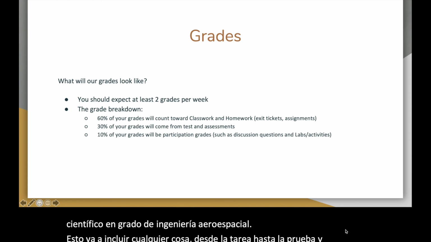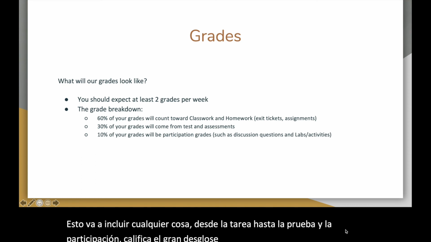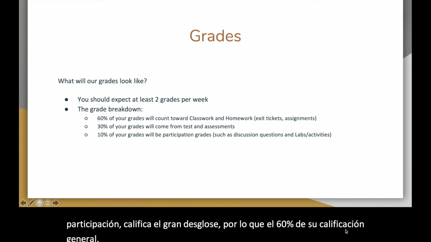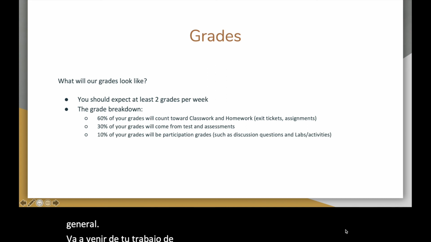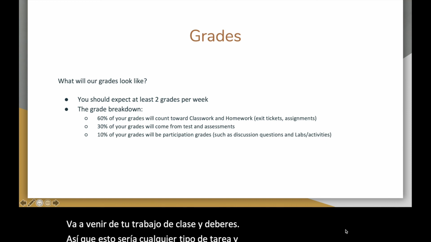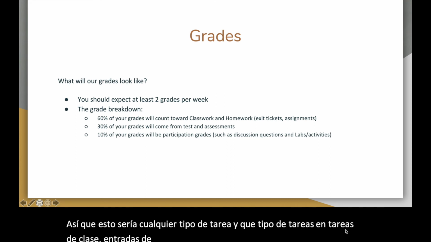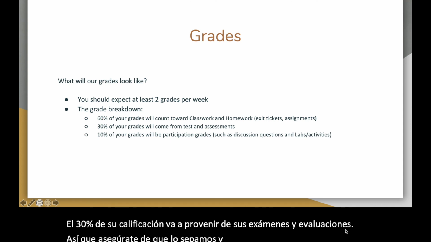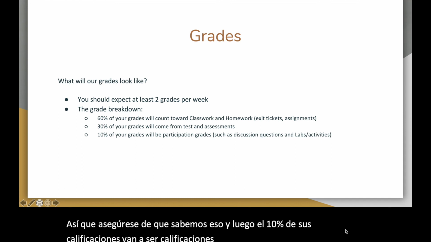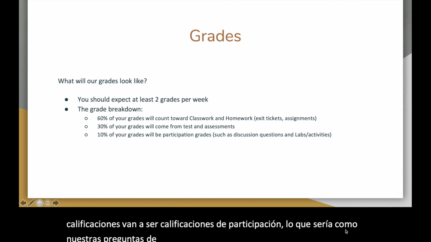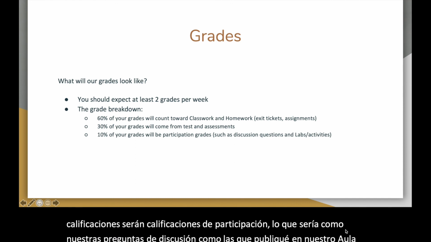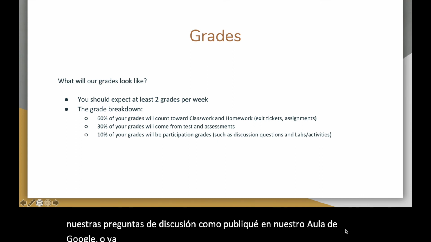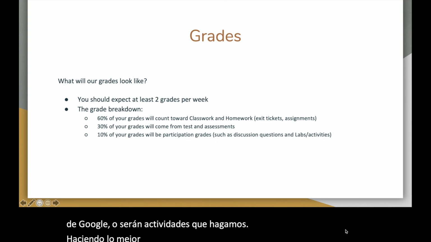The grade breakdown: 60% of your overall grade is going to come from your classwork and homework. So this would be any kind of homework assignment, any kind of in-class assignment, exit tickets, things like that. 30% of your grade is going to come from your tests and assessments. So make sure that we know that. And then 10% of your grades are going to be participation grades, which would be like our discussion questions like I posted on our Google Classroom, or activities that we do, doing the best you can and that you're actually participating.